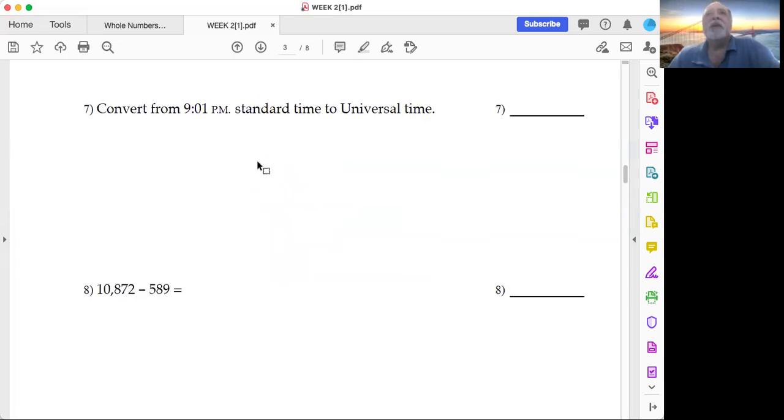Convert 9:01 p.m. standard to universal time. Okay. So this is straightforward. All we're going to do is add 1200, right? So let's do that. So that's going to be 2101.